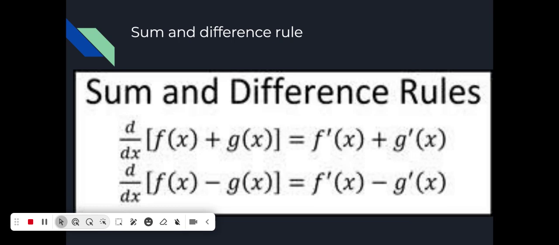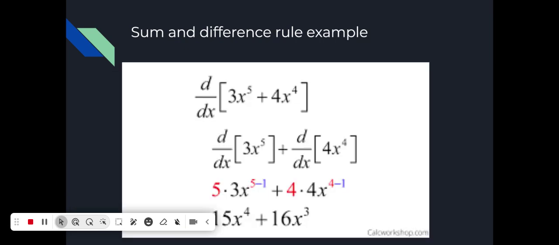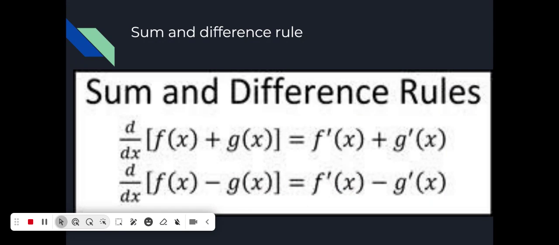The sum and difference rule. The sum and difference rule may look hard, but it's actually simple. You just take the derivative of each of f of x and g of x, and add them together. An example is the derivative of 3x to the 5th plus 4x to the 4th. You take the derivative of 3x to the 5th, which is 15x to the power of 4, and the derivative of 4x to the power of 4, which is 16x to the power of 3, and add them up. So the final answer will be 15x to the power of 4 plus 16x cubed. For the difference rule, it's the same thing, except you subtract.